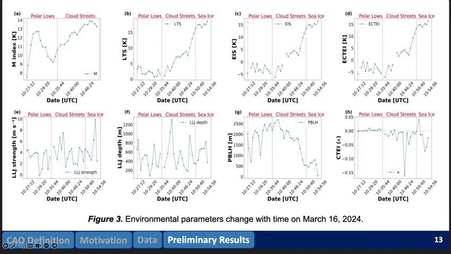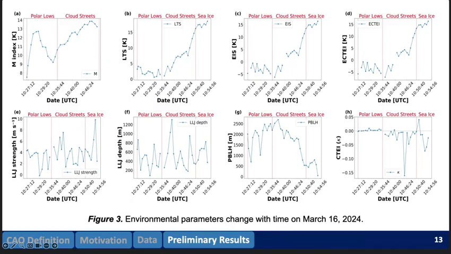But for the cloud top entrainment index here, the first method we have calculated is based on the difference between the surface and 700 hectopascal. It has a very similar trend as the EIS. It shows that over the sea ice we have relatively strong dry air entrainment, but over the polar lows it's relatively low, below 0. That's the one method.